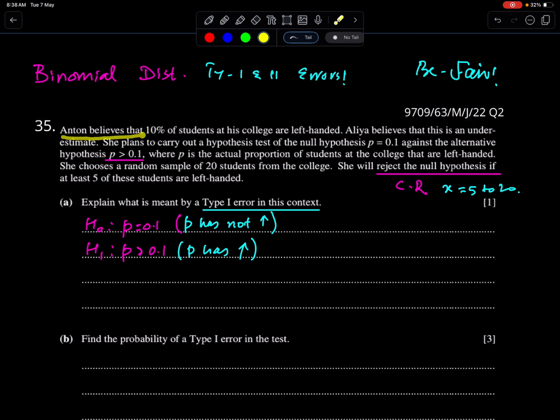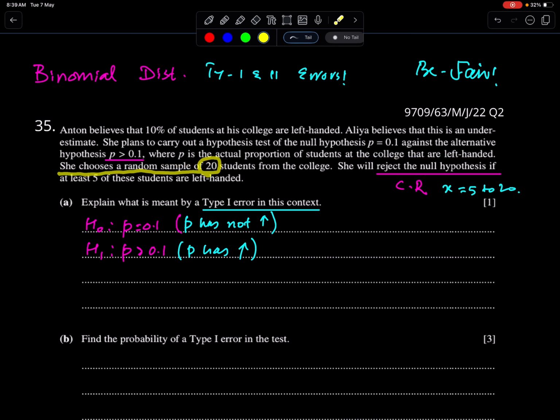Anton believes that 10% of students at his college are left-handed. Alia believes that this is an underestimate. She plans to carry out a hypothesis test with the null hypothesis p = 0.1 and the alternative hypothesis p greater than 0.1, where p is the actual proportion of students at the college that are left-handed. She chooses a random sample of 20.